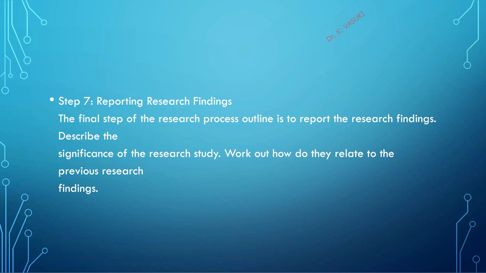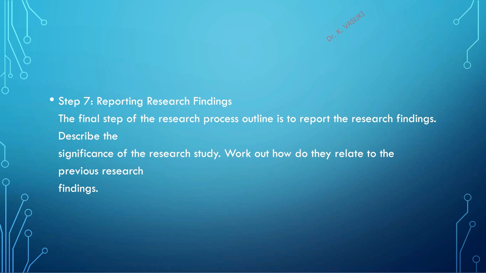So the following procedure we are going to adopt for writing the research report. That is, the first one is preliminary pages, the second is main pages, and the third is closing pages. In preliminary pages, we have to give the title page, abstract, and table of contents. In the main body of the research report, we categorize chapter-wise: chapter 1 introduction, chapter 2 literature review, chapter 3 research design, chapter 4 data analysis and interpretation, chapter 5 findings and suggestions. The closing pages include bibliography and references.